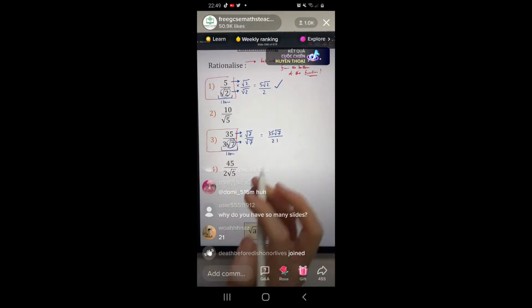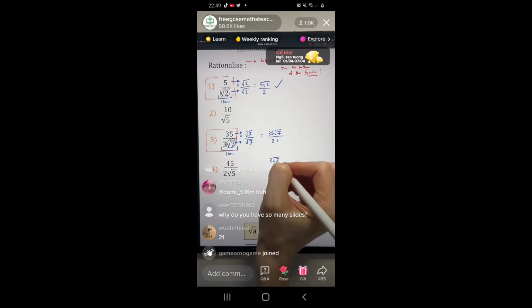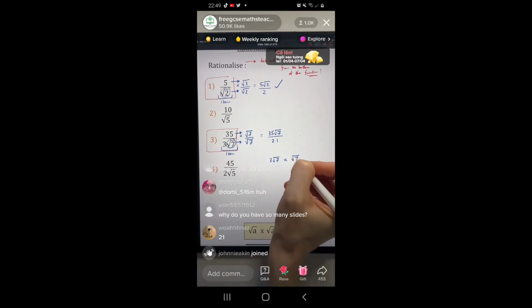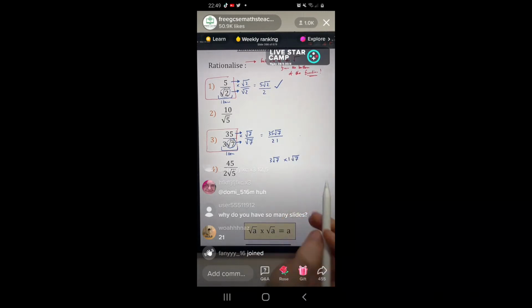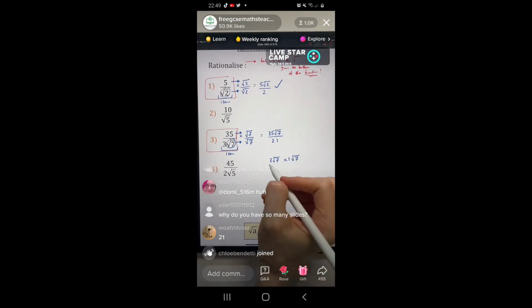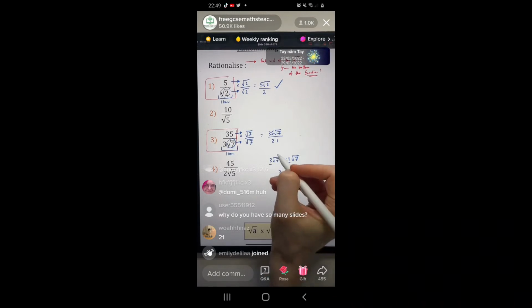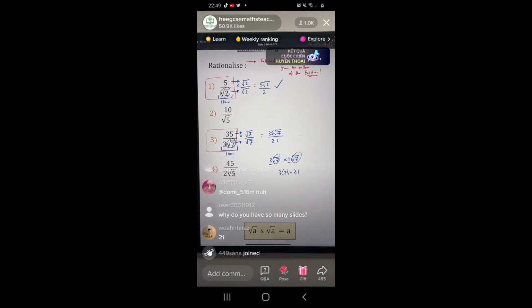If you can't do that in your head, write it out. 3 root 7 times root 7. Our rules with surds, if it's outside, it times the number outside. If there's no number outside, there's an invisible 1. 3 times 1 is 3. Root 7 times root 7 is 7. 3 times 7 gives you 21.